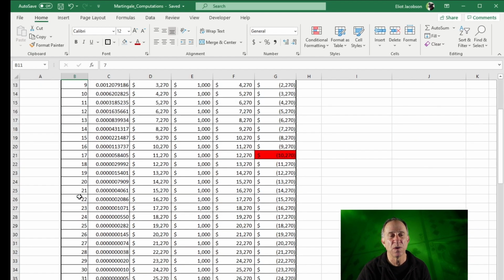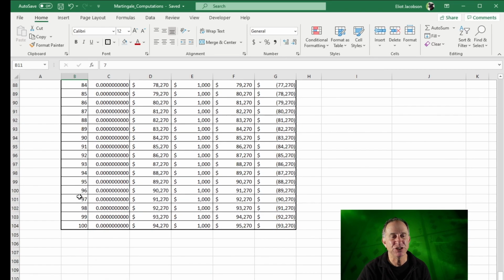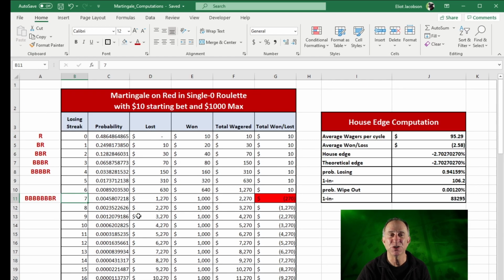In this particular spreadsheet, I go all the way up to 100 just to really show you how these computations can work. And yes, there is a real chance in a casino that you could have 100 consecutive blacks and zeros. Probably not going to happen tomorrow, but there's no law against it happening.